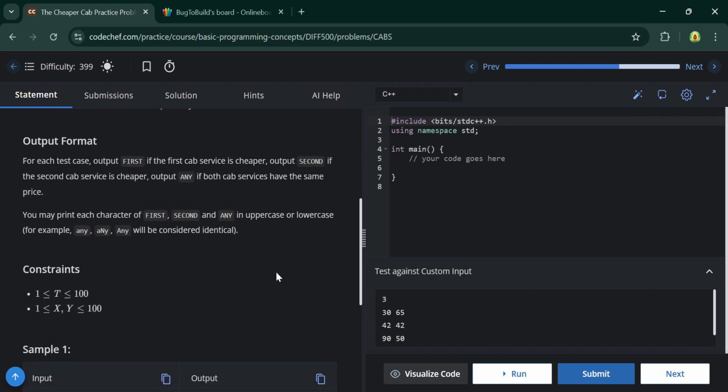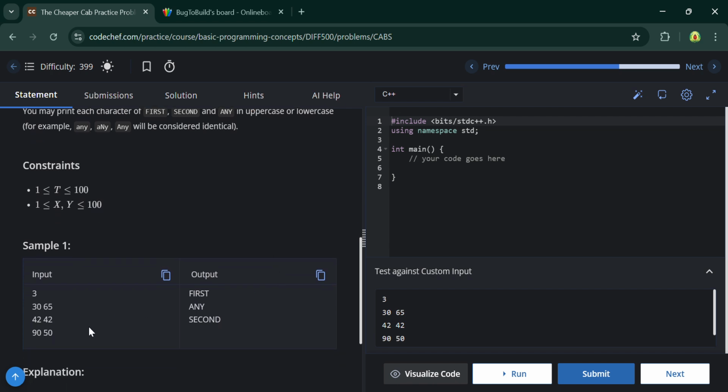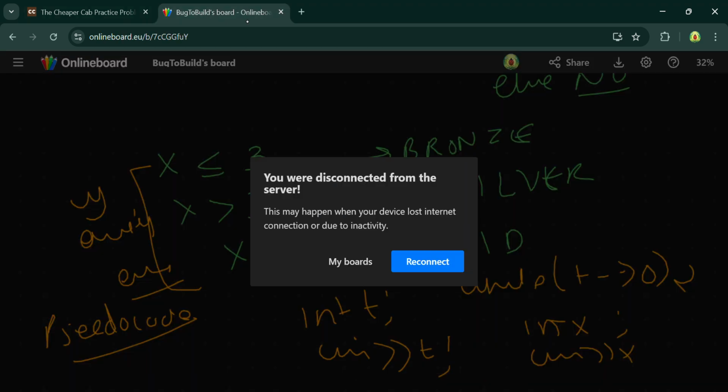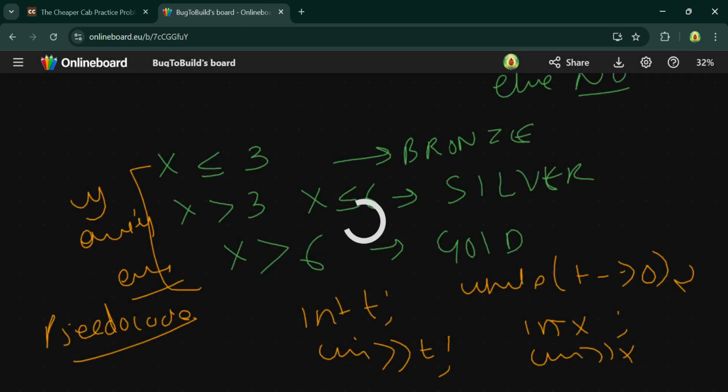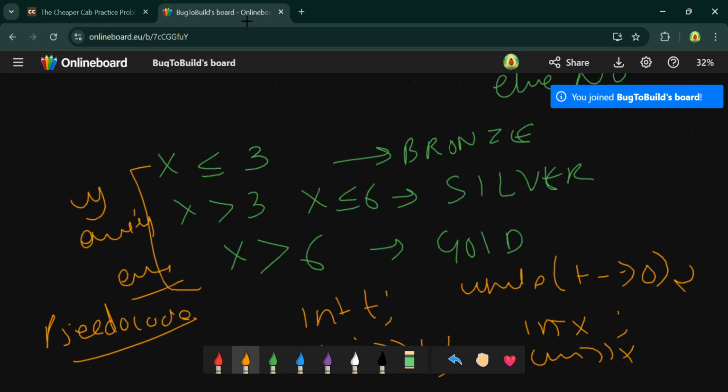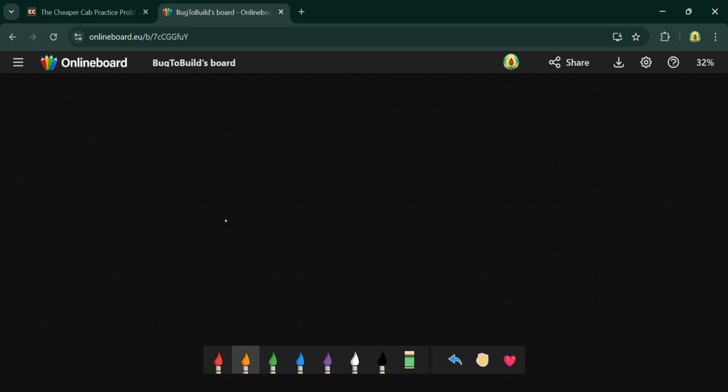Okay, you just have to find that. A number of test cases is given here, and you just have to check which one he would avail. So the first and the second values are given.